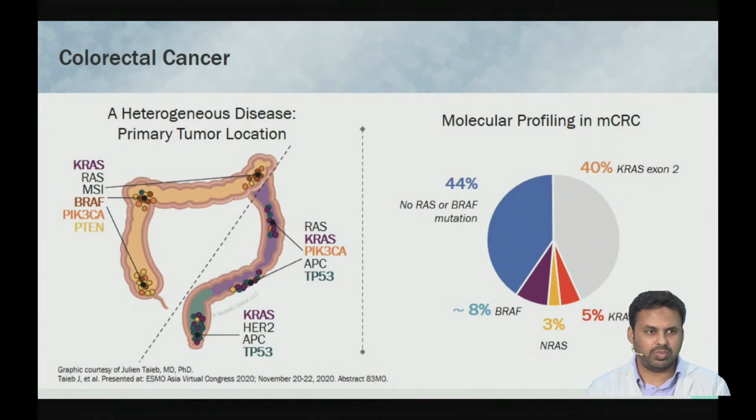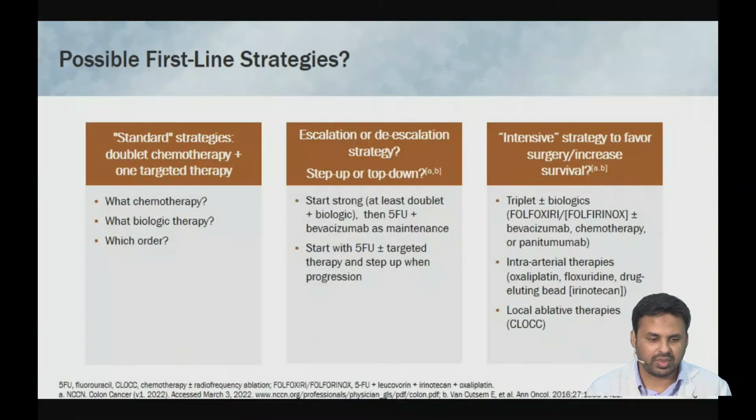After deciding on the side of the tumor and also the genetic alterations which are found, we proceed with the planning of the systemic therapy. The standard strategy is we start with doublet chemotherapy. We add a targeted agent to this chemotherapy backbone. The targeted agents which we have are mainly anti-VEGF and anti-EGFR agents.